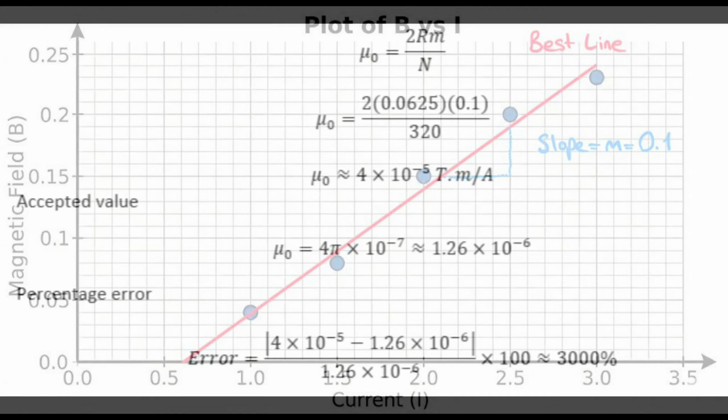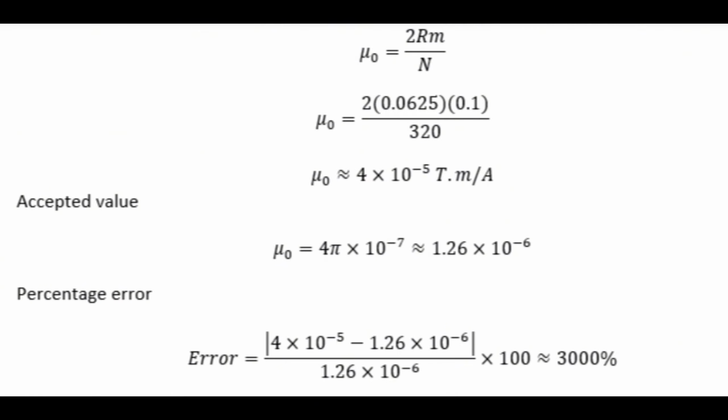Using the formula mu zero equals 2 times R times slope over N, I calculated an experimental mu zero of 4 times 10 to the power minus 5. While the linear trend was successful, my experimental value for mu zero was significantly higher than the accepted value, leading to a large percentage error. This was likely due to external magnetic fields in the room, sensor misalignment, or calibration issues with the magnetic field sensor.